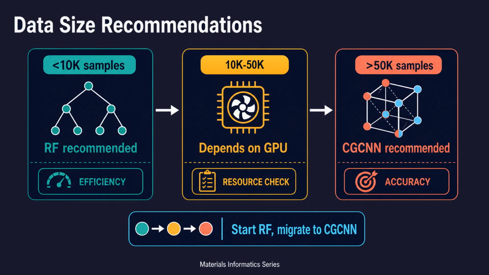These insights lead to practical recommendations. With fewer than 10,000 samples, random forest is recommended for its data efficiency. With 10,000 to 50,000 samples, the choice depends on available computational resources. Above 50,000 samples, CGCNN is recommended for superior accuracy. A hybrid strategy often works well. Start with random forest for a quick baseline, then migrate to CGCNN as data accumulates.